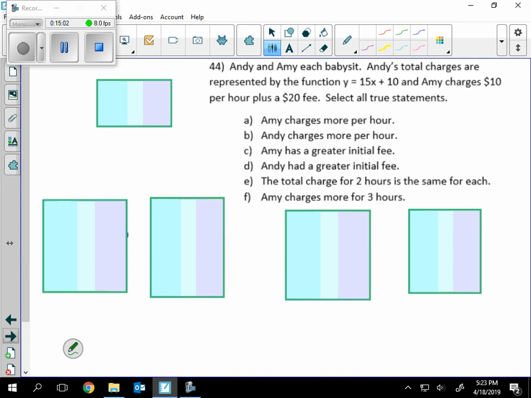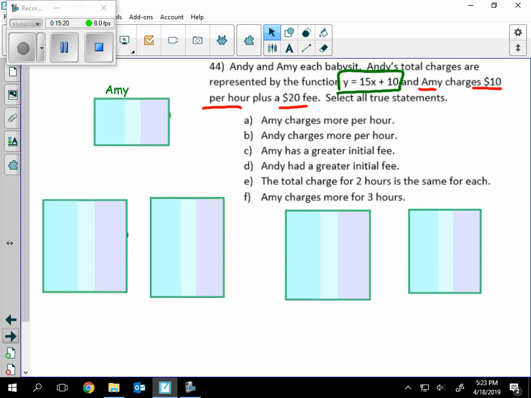I like to kind of indicate what they've given us. Here's Andy's amount, and Amy, I'll do her in red. She's got $10 per hour plus a $20 fee. So Amy is my $10 per hour, that's 10x, and that $20 fee, that's only happening one time. So there's Amy's equation, and above we have Andy's equation. Now let's go see what's true.